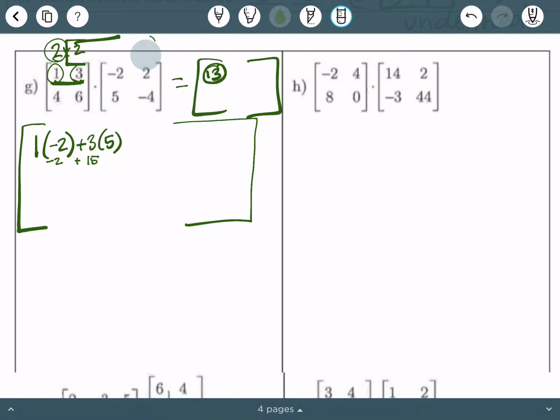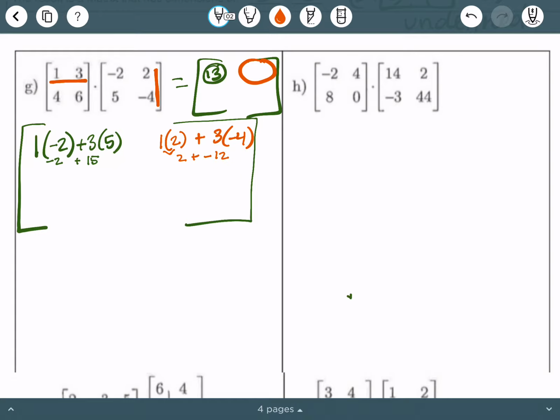I'm going to go ahead and erase this so we have some more room. But I know that I did that one right. So here I'm going to have my first row still and my second column this time. So I'm going to have 1 times 2 this time plus 3 times negative 4. Right, so that's going to give me that section. That's going to go right here. 1 times 2 is 2 plus 3 times negative 4 is negative 12. 2 plus negative 12 is negative 10.